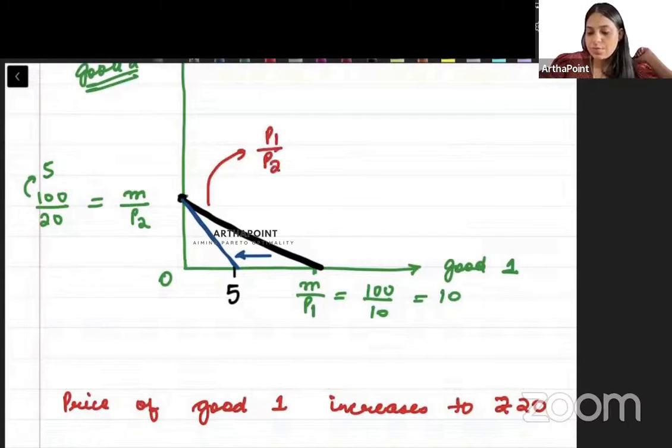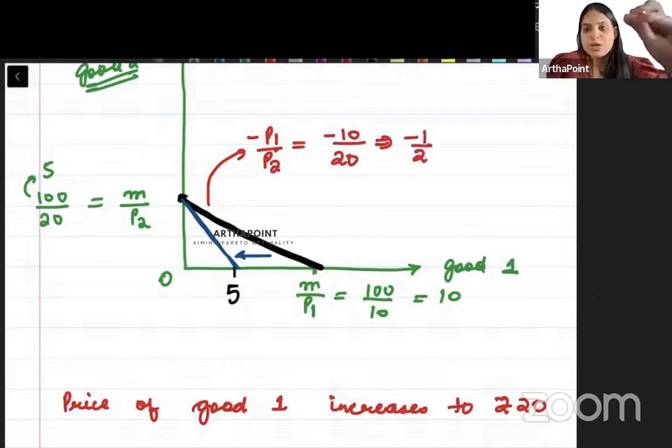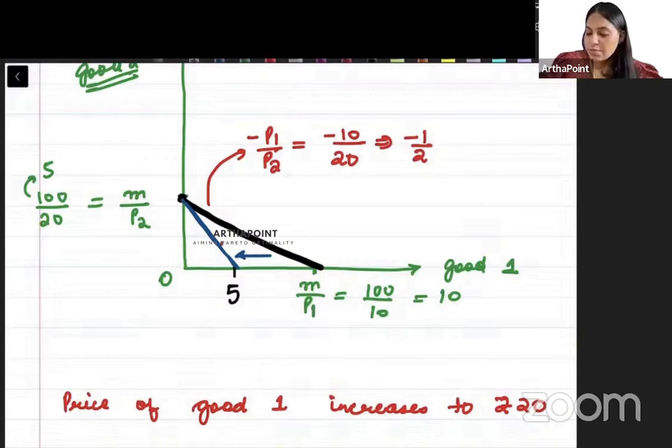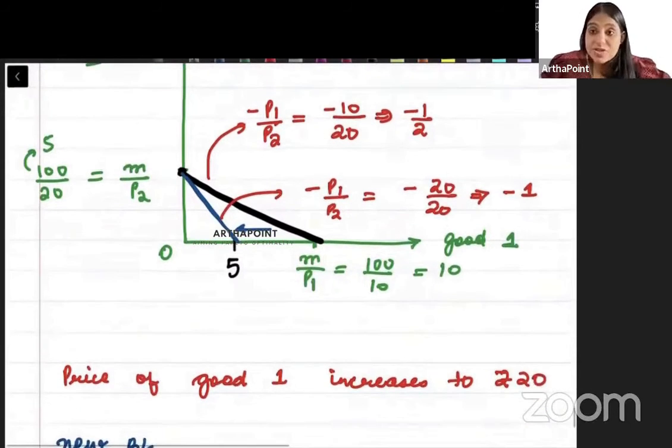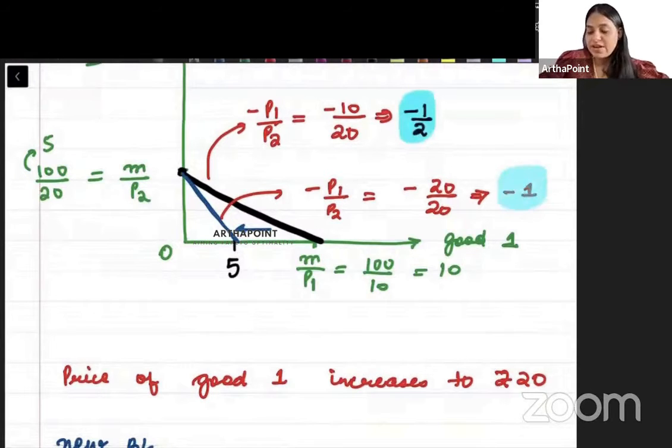P1 by P2: price of good 1 was 10, good 2 was 20, so it was half. In absolute terms, it was half, right? What about this beta? Minus P1 by P2, price of good 1 also became 20, good 2 also became 20, so this will become minus 1. If we look at absolute terms, meaning if I compare its positive value, this is half, this is 1, so the slope has increased.